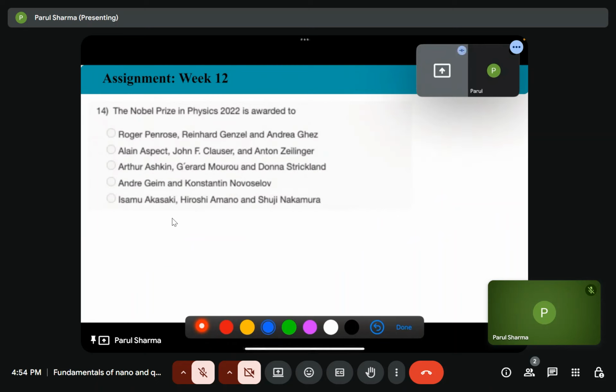The 14th question: the Nobel Prize in Physics 2022 is awarded to. It was awarded to Alain Aspect, John F. Clauser and Anton Zeilinger.